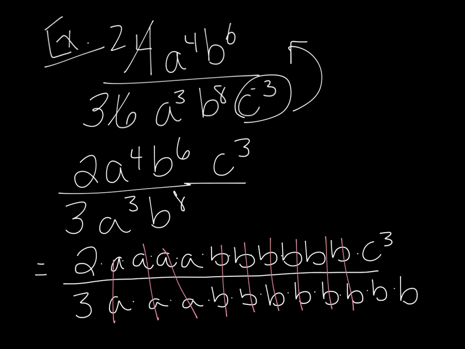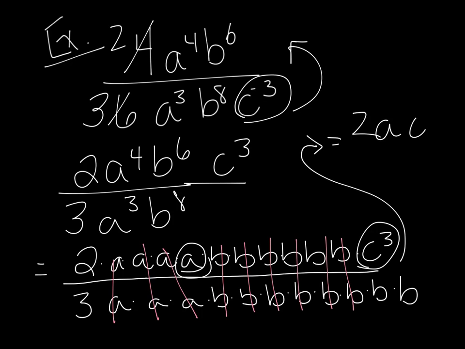So now on top, I have 2. And it looks like we got one A left over. And C cubed left over. And what's left over in the denominator? Just 3b to the 2nd power. And is that the same answer we got before?